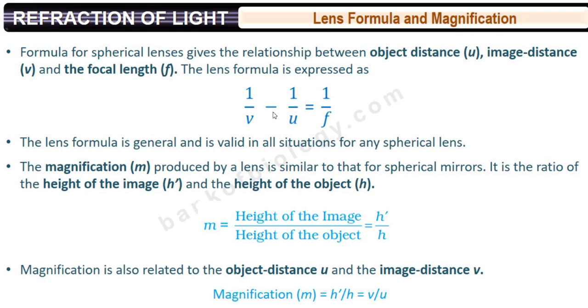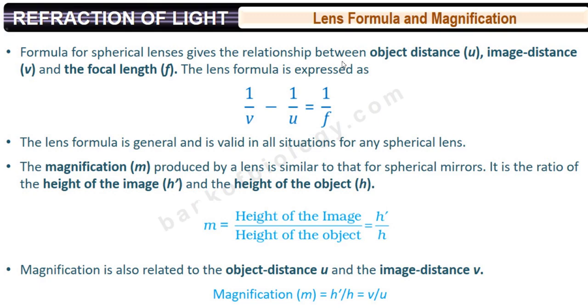Now next we see is the magnification. What is a magnification? Magnification produced by lens is similar to that for spherical mirrors. It is the ratio of the height of the image and the height of the object. So magnification formula is same for both mirror and lens. Magnification is also related to object distance U and image distance V. So magnification is h dash by h is also equal to V by U. In case of mirror it was minus V by U. In case of lens it is V by U.